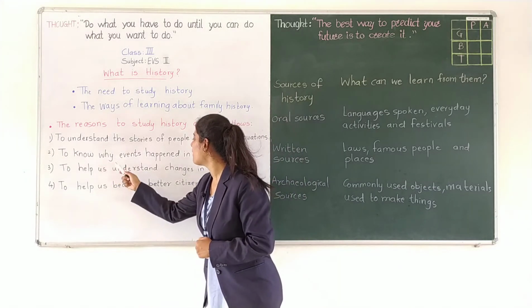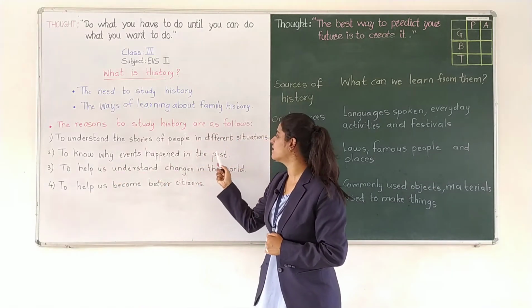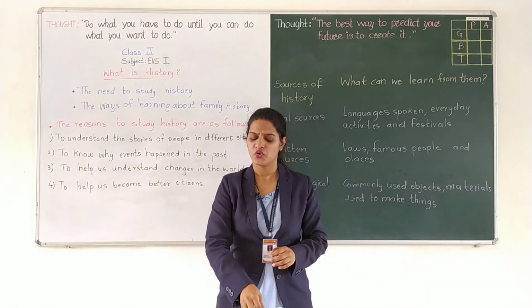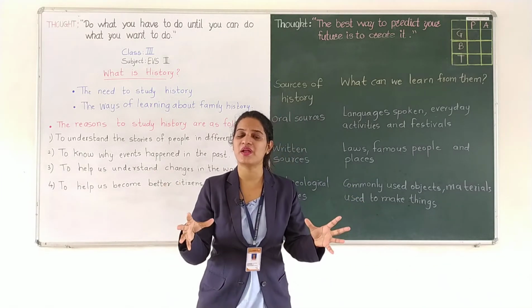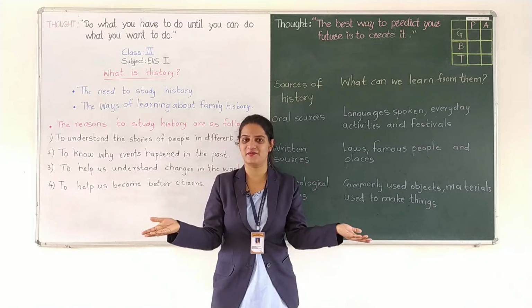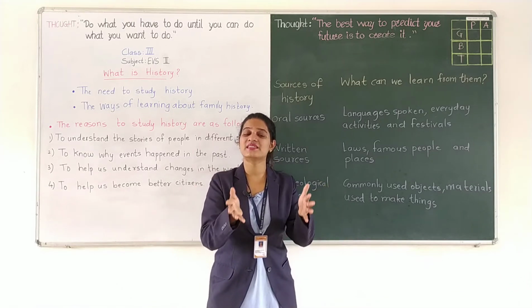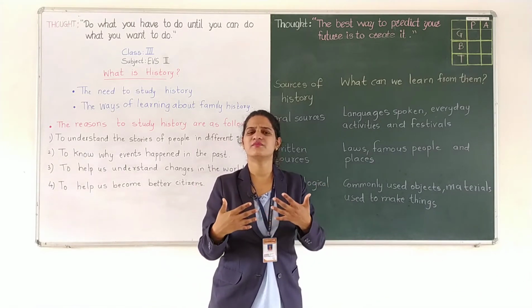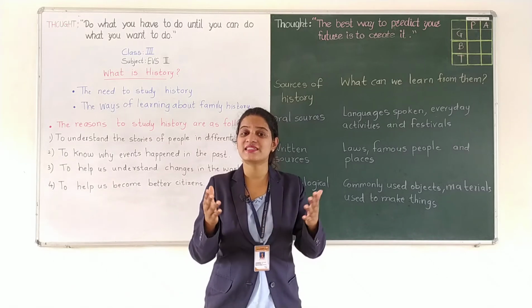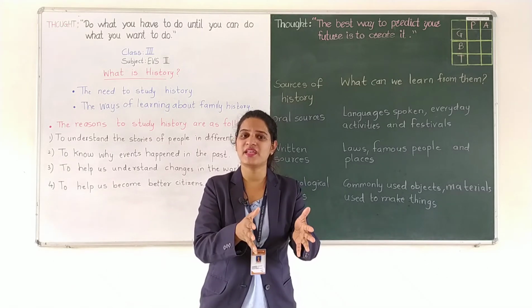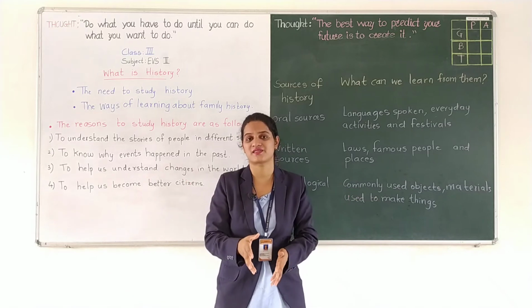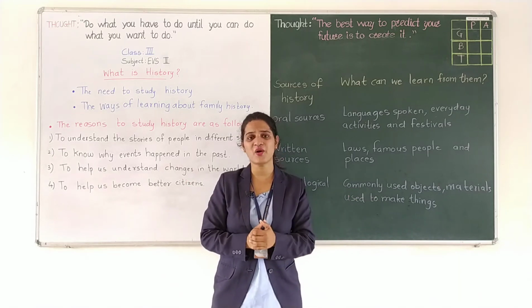Now let us see the next reason. To know why events happened in the past. Now do you know students, some events happen accidentally, right? Some events happen naturally, and some events happen due to some mistakes. Understood?